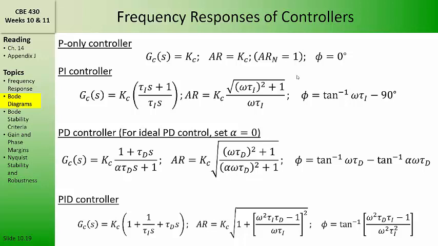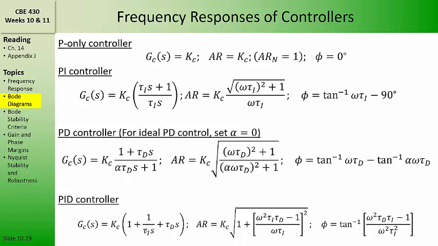Similarly, to find the phase angle, we can take the phase angle of our left half plane 0 and add to it the phase angle of our integral element. The ideal PD controller is just a left half plane 0. The physically realizable PD controller with a derivative filter is a lead lag element. And since the derivative filter alpha is usually less than 1, the numerator time constant is larger than the denominator time constant. We can find the frequency response of this by referring back to table 14.2.